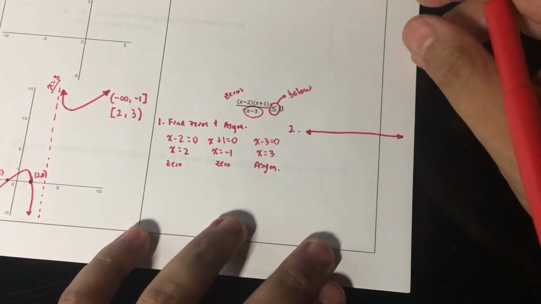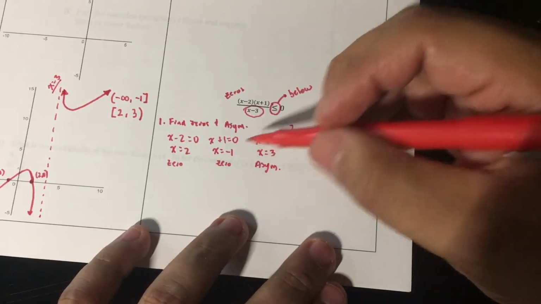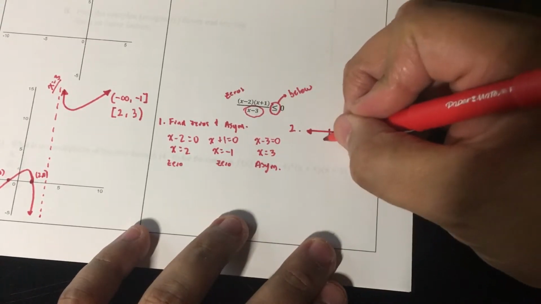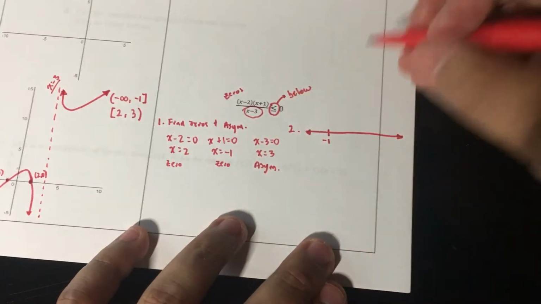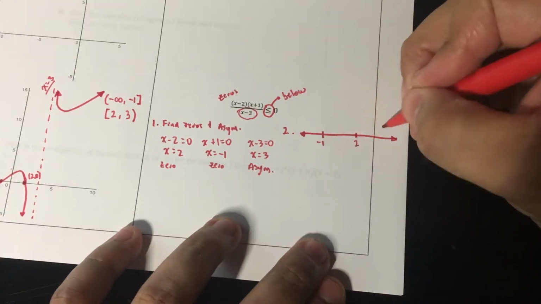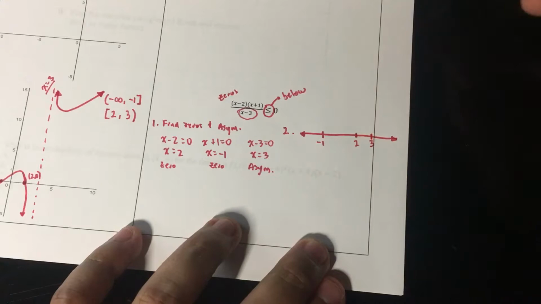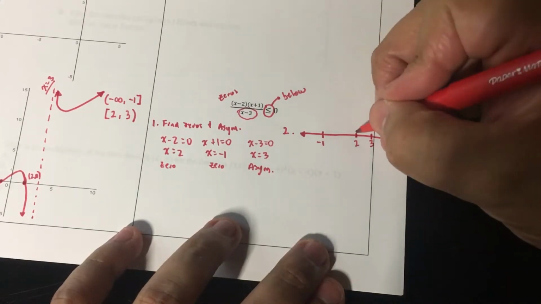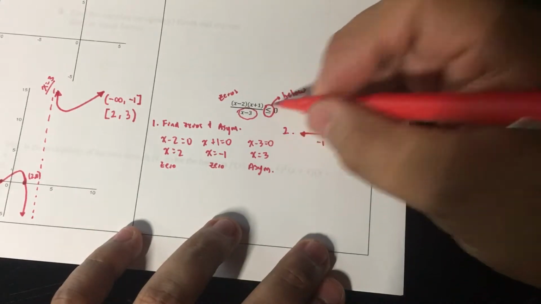Okay. So I'm going to go ahead and put these points. I'm going to start with negative 1. Remember, that's the first one. Positive 2 and positive 3.